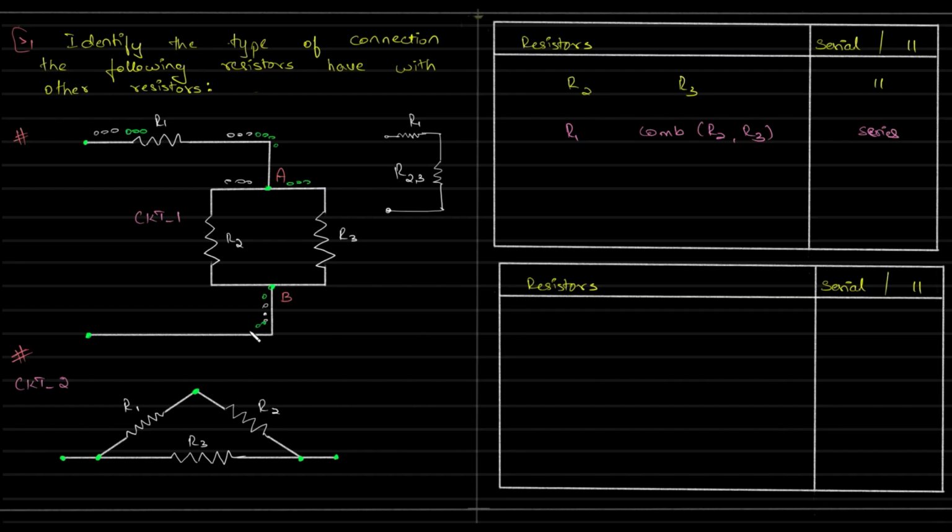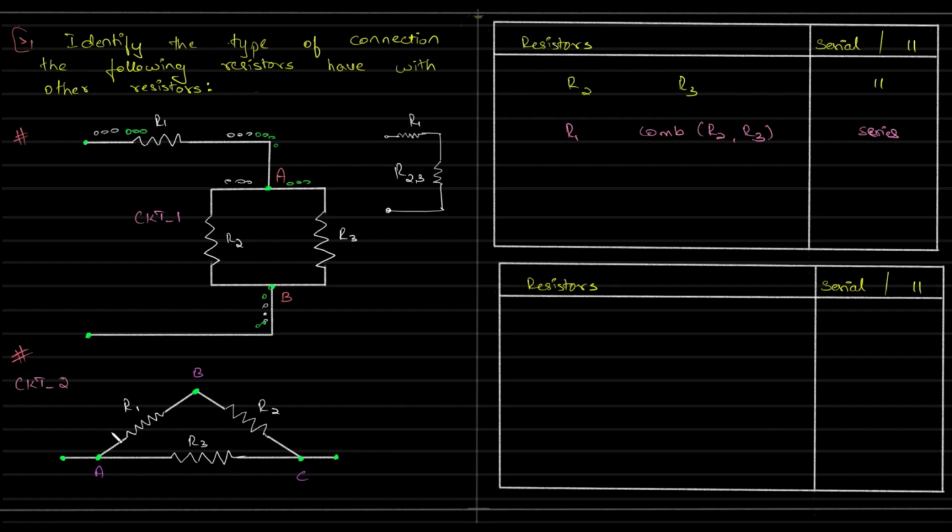Mark the nodes. Right. So we have the important nodes. R1 and R3 share node A. R1 and R2 share node B. R2 and R3 share node C. Now think about which is in series and which is in parallel.